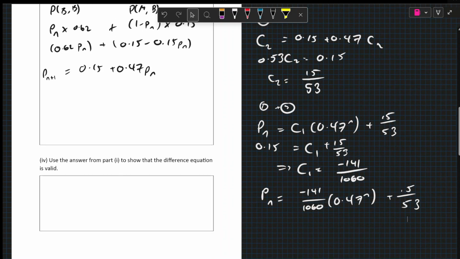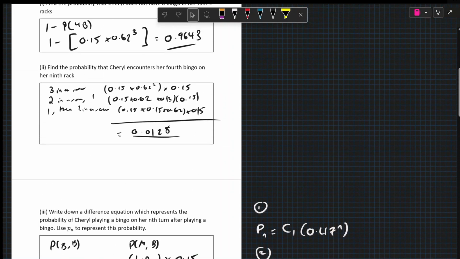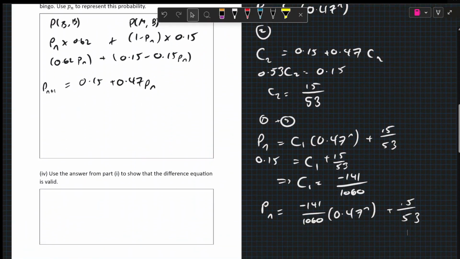So from part 4, we just sub in 0.47 to the power of 4 plus 15 over 53. And then we do 1 minus that. We get 72. So that's nowhere near.